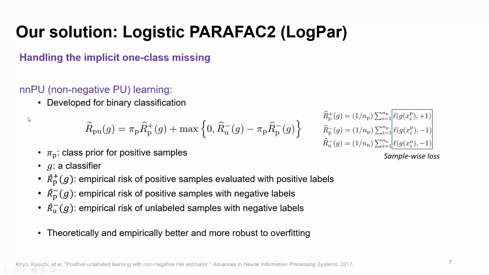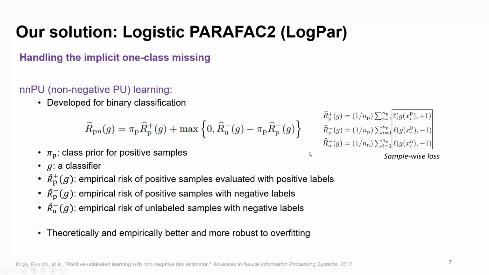So what we try to do here is to extend this NNPU learning, which was originally developed for the binary classification problem, to the PARAFAC2 model. This is the loss function of the NNPU learning for the binary classification problem. It contains two parts. The first one is the empirical risk of the positive samples evaluated with the positive labels. And the second is a mixture of the empirical risk of the positive samples and the unlabeled samples evaluated with the negative labels. And its empirical risks are defined based on the sample-wise loss function.